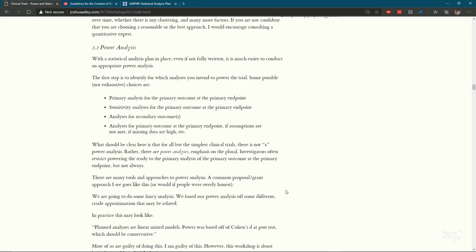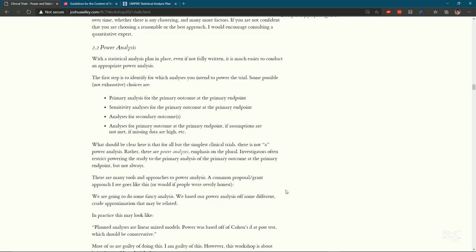Some possible, not exhaustive choices would be the primary analysis for the primary outcome at the primary endpoint, sensitivity analyses for the primary outcome at the primary endpoint, analyses for secondary outcomes, and analyses for the primary outcome at the primary endpoint if assumptions are not met, if missing data are high, etc. And what should be clear here is that for anything but the simplest clinical trial, there is not a single power analysis. Rather, there are power analyses, emphasis here on the plural. And you're going to have multiple ones, because unless you say, well, I only have one outcome, one endpoint, that's the only thing I'm going to power for, I'm not going to bother looking at power for anything else, you would have to run multiple of these.